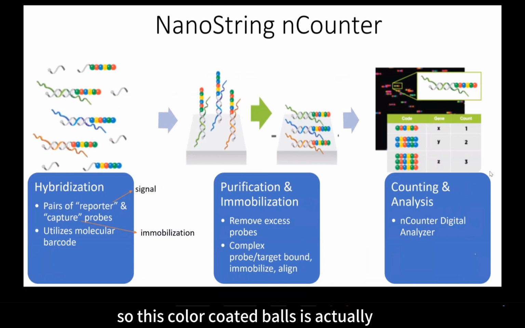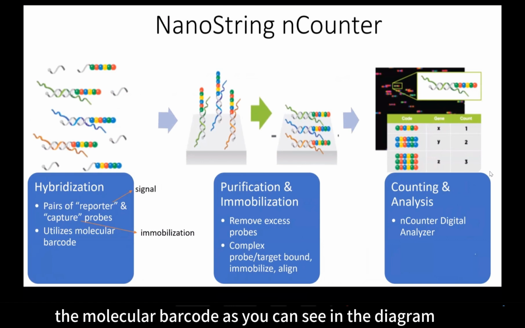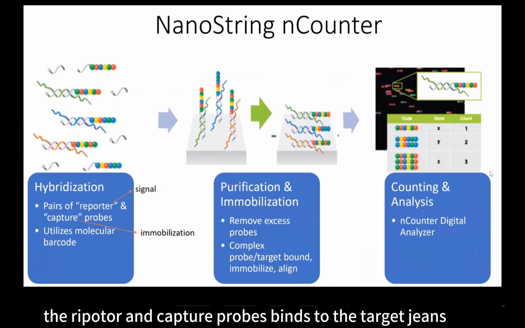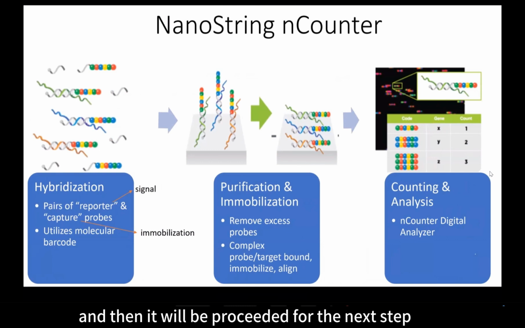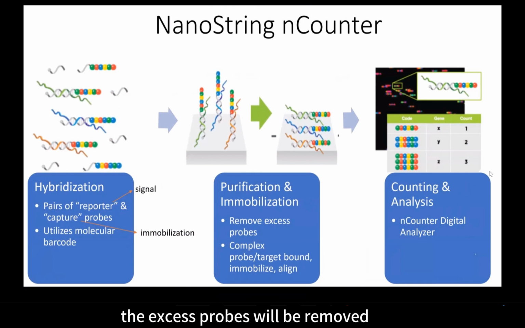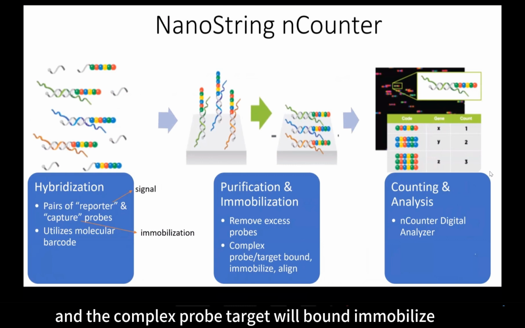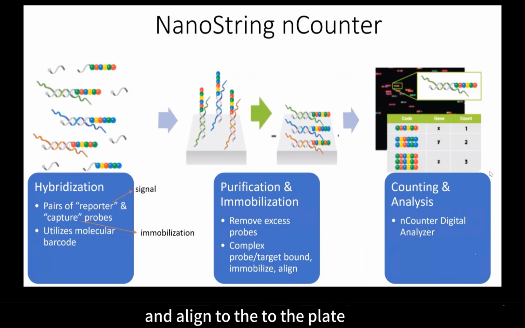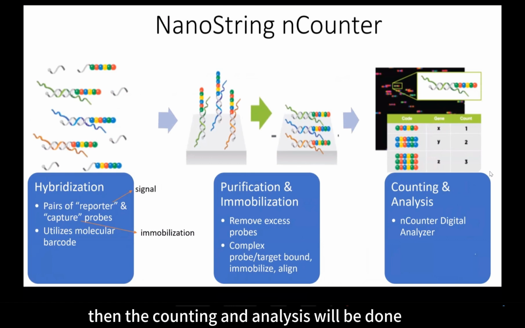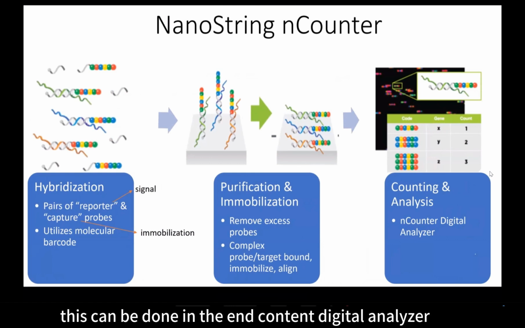This color-coded ball is actually the molecular barcode. As you can see in the diagram, the reporter and capture probes bind to the target genes, and then it will proceed to the next step. Next is the purification and immobilization. The excess probes will be removed and the probe-target complex will be bound, immobilized, and aligned to the plate. Then the counting and analysis will be done. This can be done in the nCounter digital analyzer.